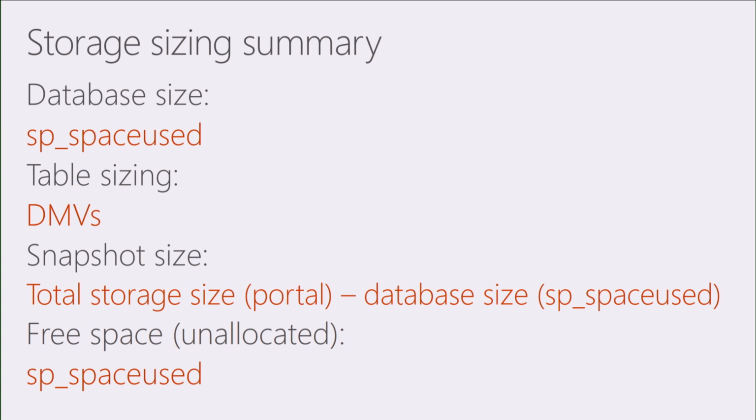For table sizing, we have DMVs and views that we've created to figure out how much data each of your tables is consuming. This is in our docs for reference in case you're curious about how much data is in each of your tables. And then to figure out your snapshot size, you can run sp_spaceused to get the database size and subtract that from the total storage size that's visible in the portal. Note that we are working on having all this visible within the portal and in DMVs, but this is just a summary of how to programmatically understand how much data is in each of your tiers.